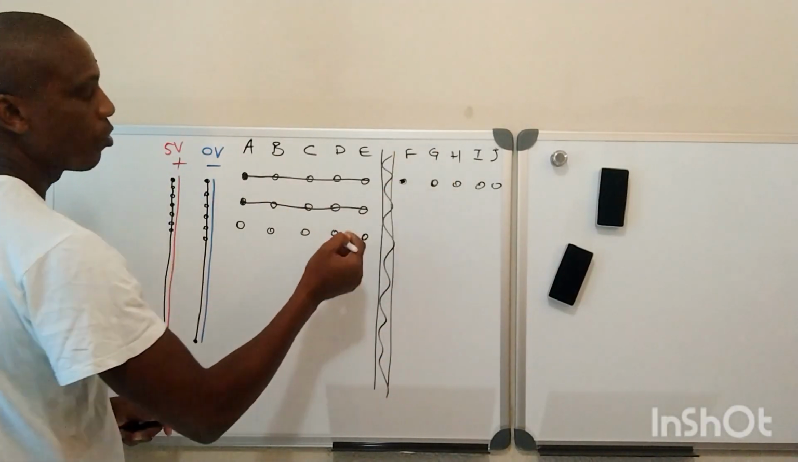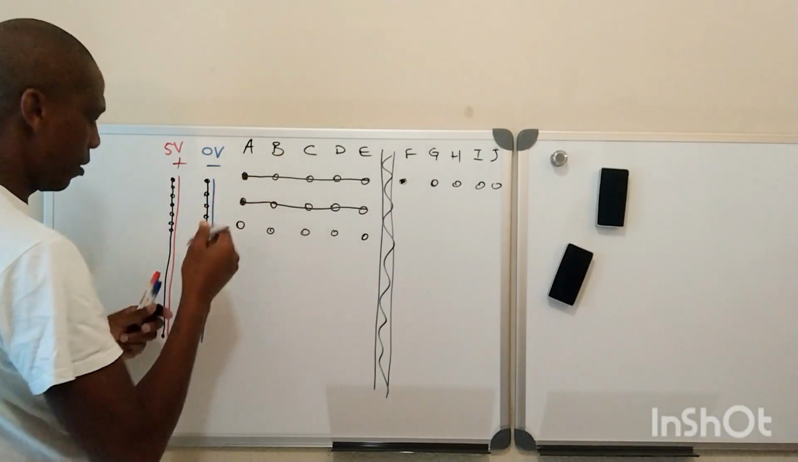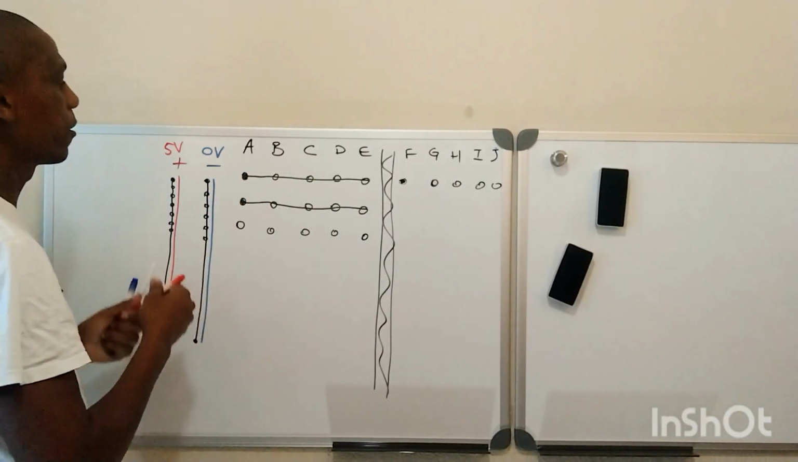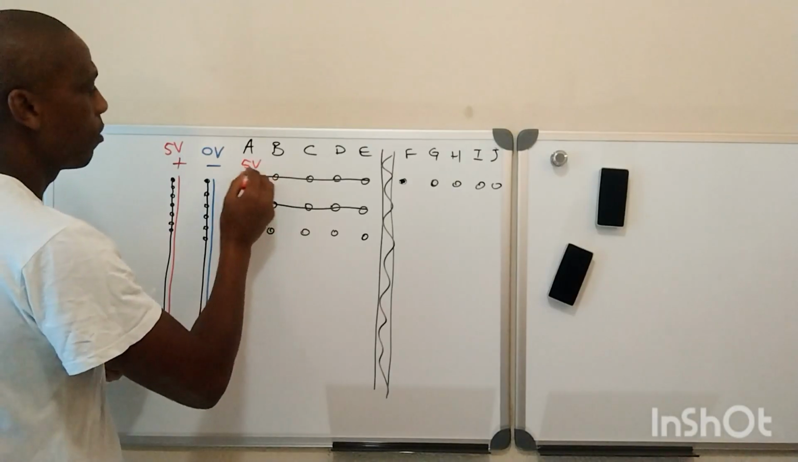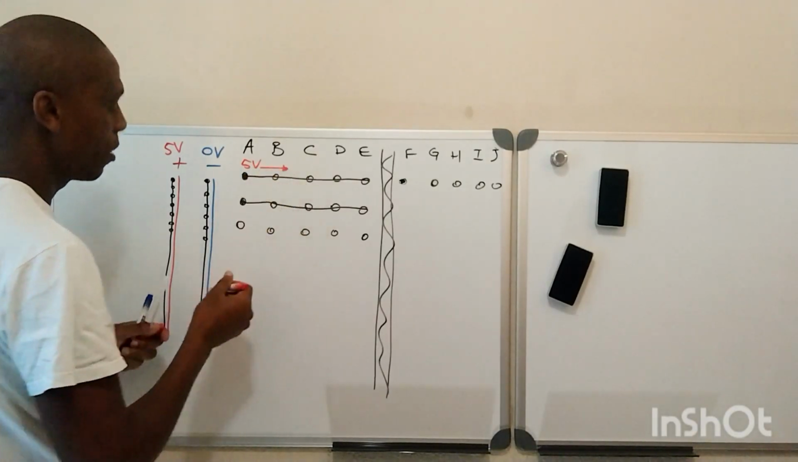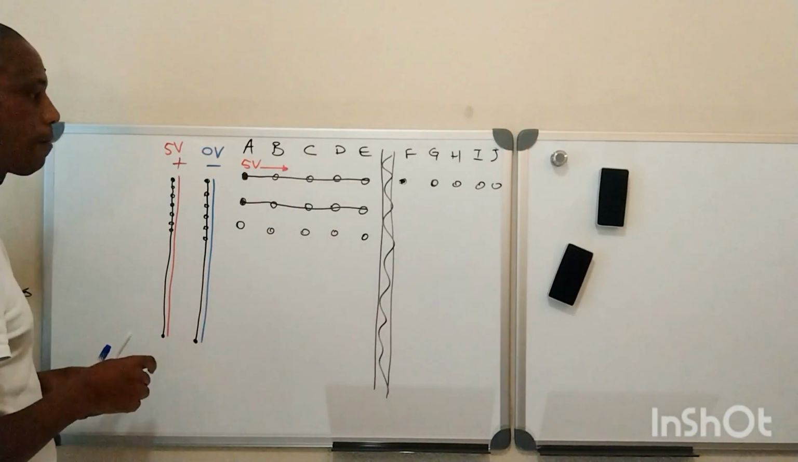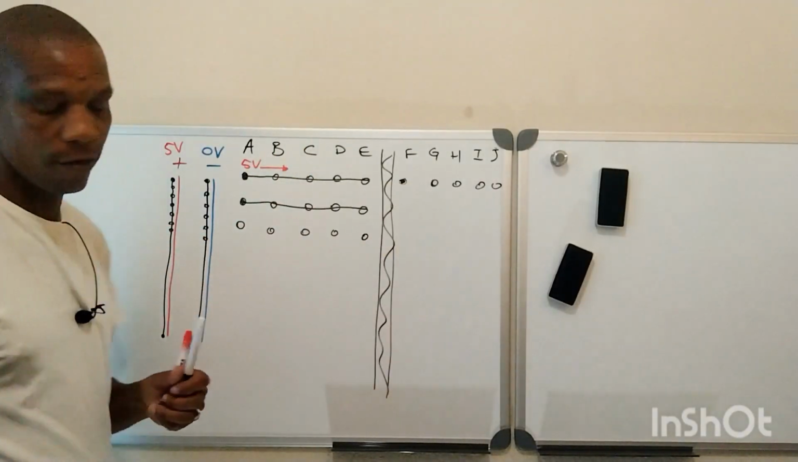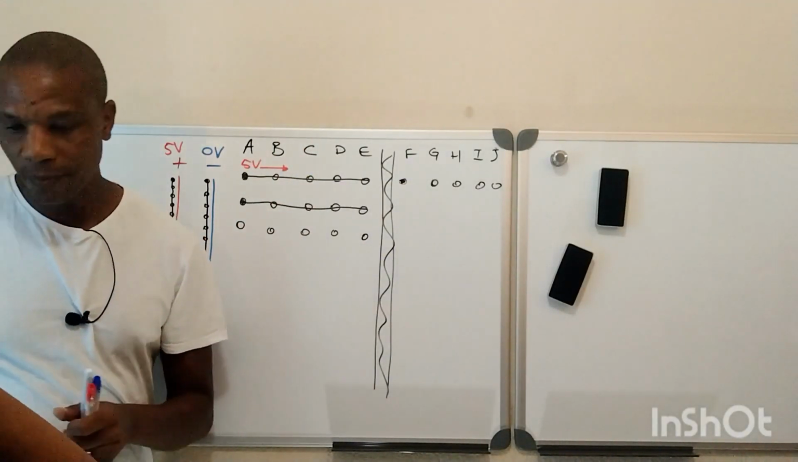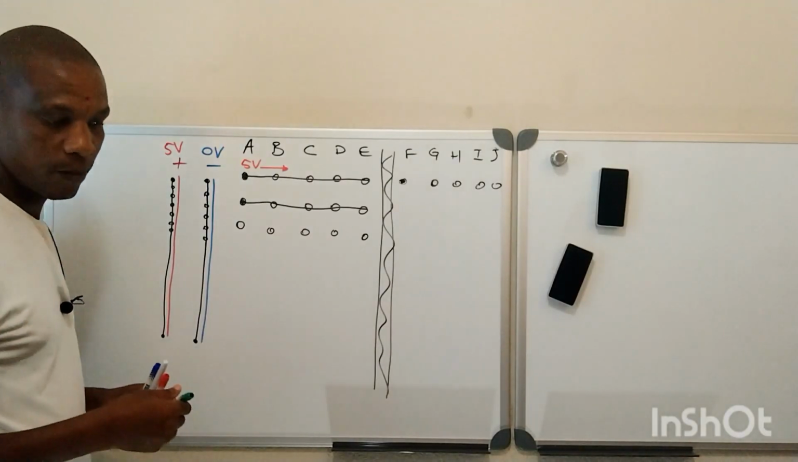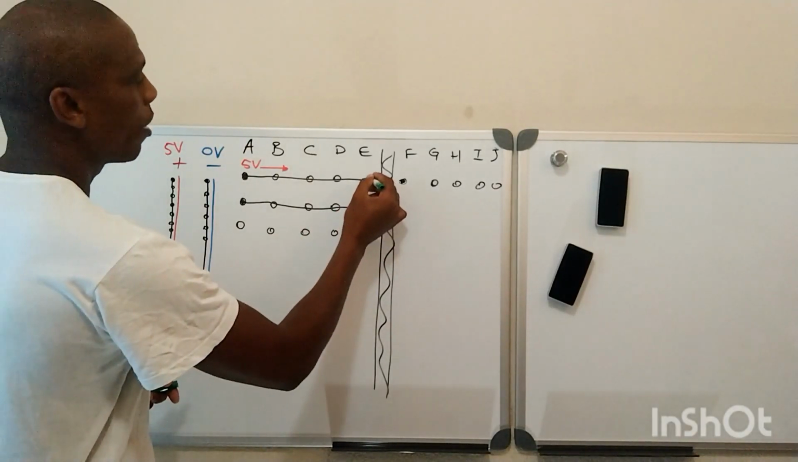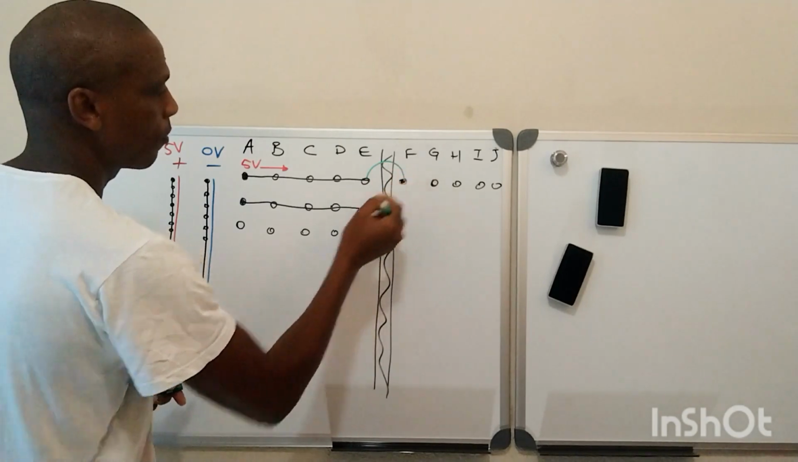So if you want to continue with your 5 volt, let's say you have 5 volt running in this direction from A to E, and then you want that 5 volt to cross over to F, what are you going to do? You're going to use a jumper wire. You use a jumper wire to connect E and F.